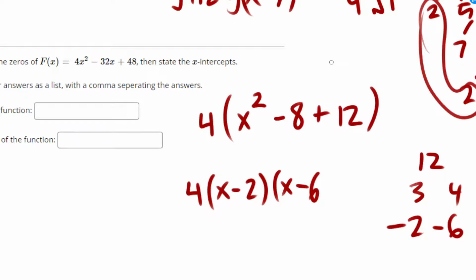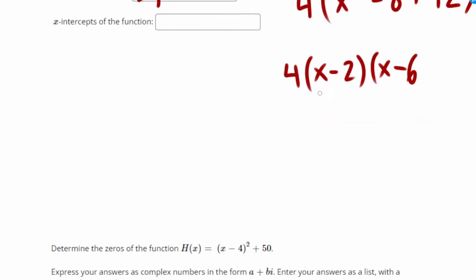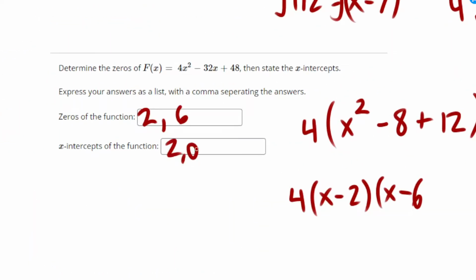And then your answer should be, yeah, so our answers are going to be positive 2 and positive 6. And the intercepts will be 2 comma 0 and 6 comma 0.